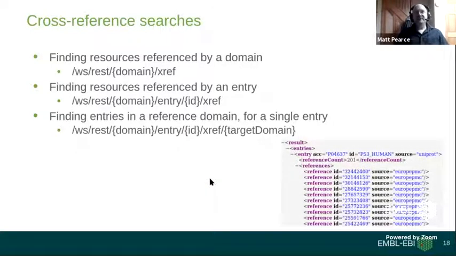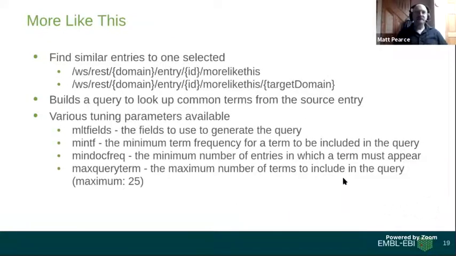And you can also look up the individual entries in a target domain for a single entry. So in this case, we've searched for P53 human in UniProt. UniProt is our domain, our ID is P53 human. We're looking for cross-references in target domain of Europe PMC, and we get back a list of references from that. And if you go to Europe PMC, you can access those items directly from their ID values.